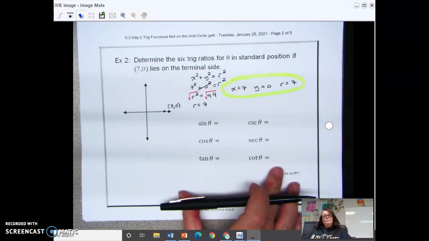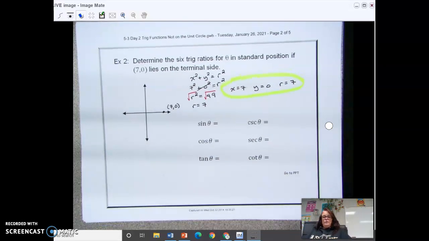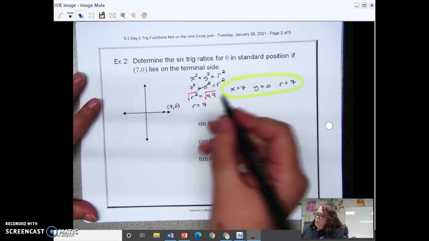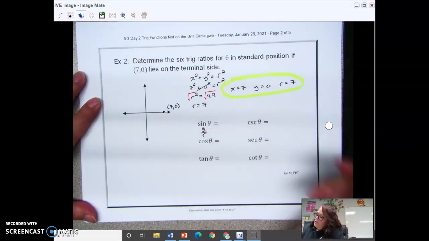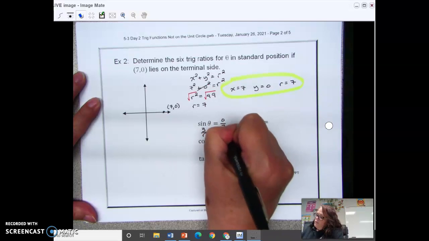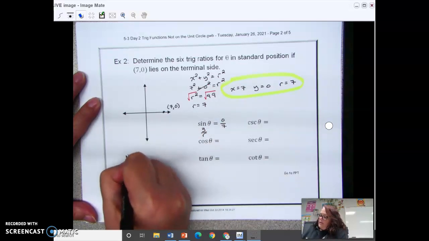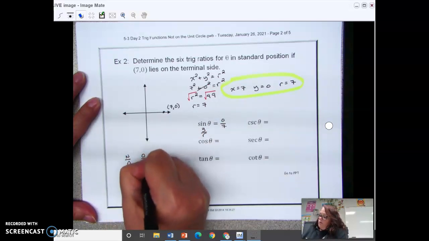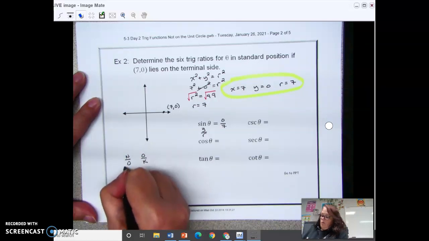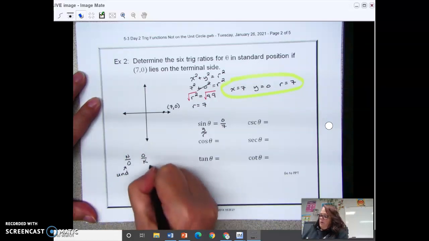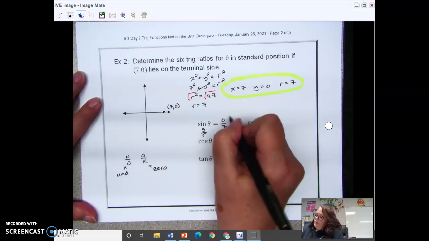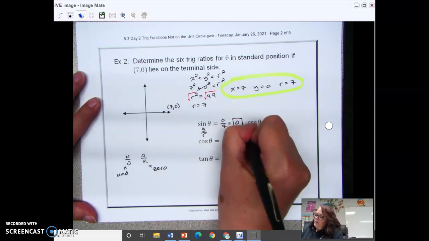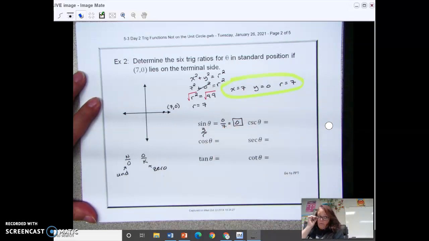And so take a moment to pause the video and see if you can find those 6 values. So we've got sine is represented by y over r. So that's going to give me 0 over 7. So then I need to figure out, is that a no situation or is that an okay situation? So no is undefined and okay is 0. So looking over here, this looks like an okay. So that means that the sine of theta is equal to 0.